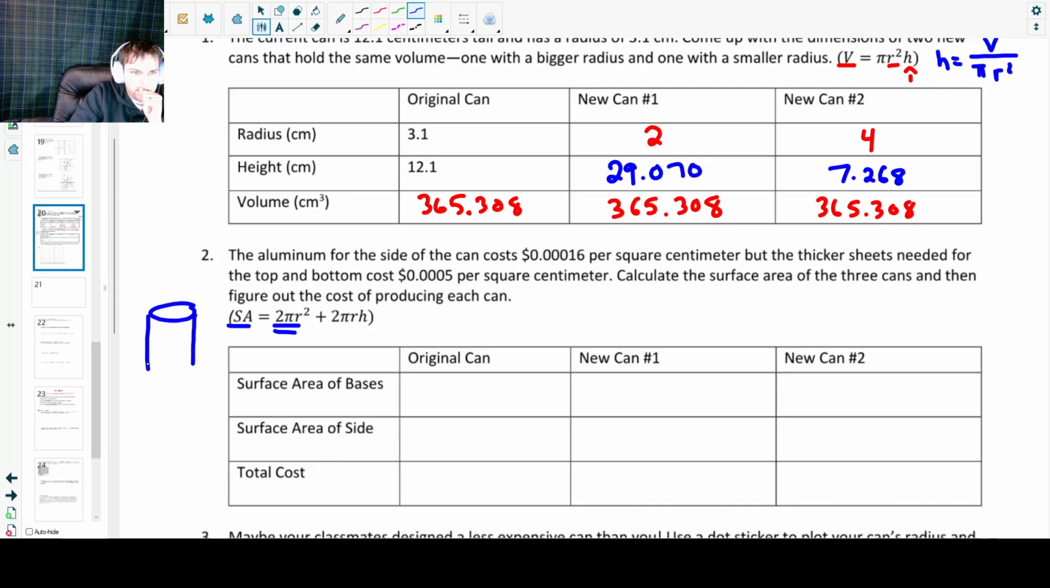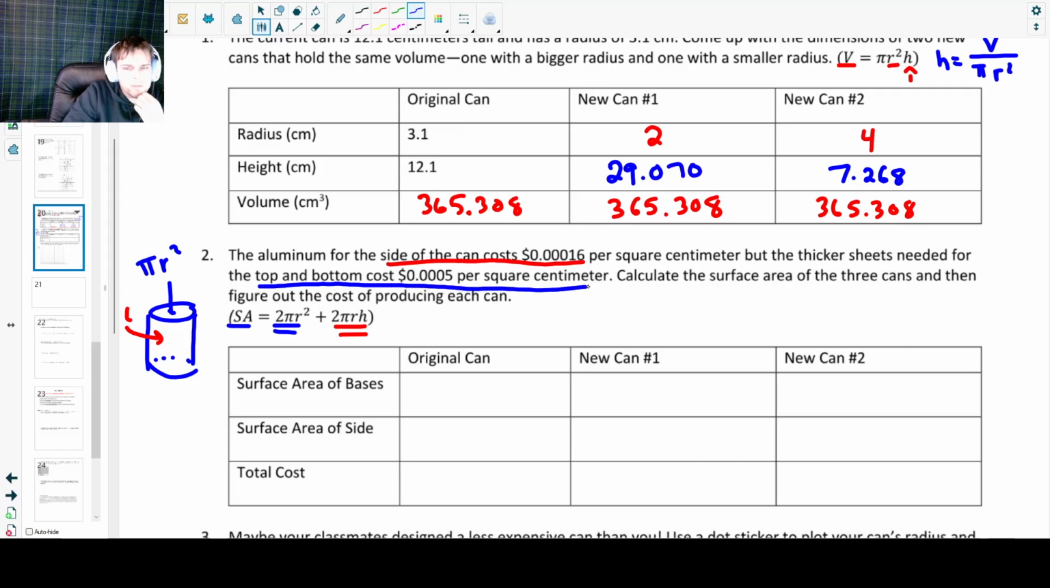Right, we're talking about a cylinder here. So the top and the bottom are both pi r squared, and there's 2 of them. And then the surface area of the lateral side, this sort of curved rectangle that we have here, is 2 pi r h. So that's the side, the lateral surface. Again, there's different costs for those things. For the side of the can, we have a cost of that. And for the top and the bottom, because it's a thicker material, it costs this much. So just some small details here.